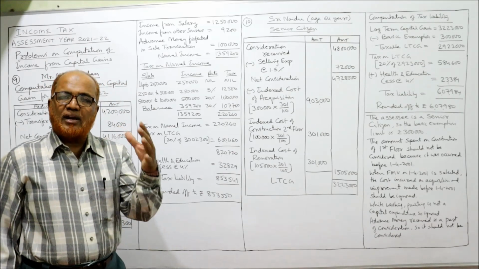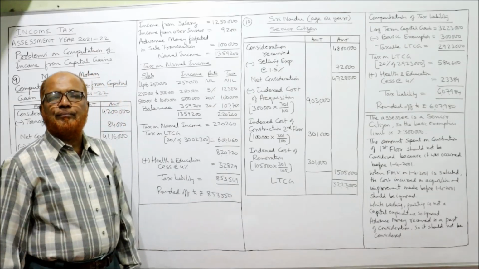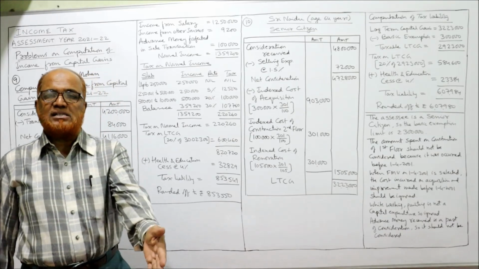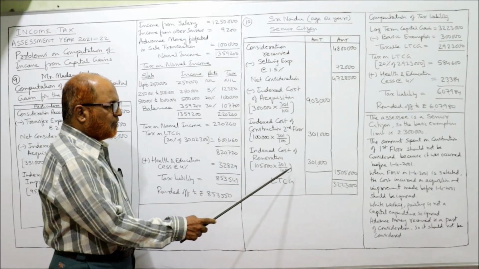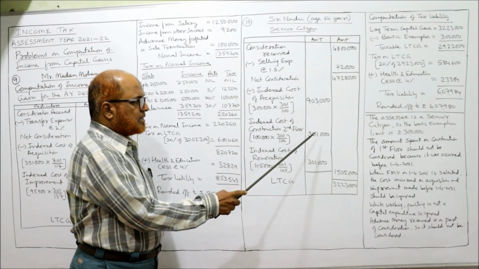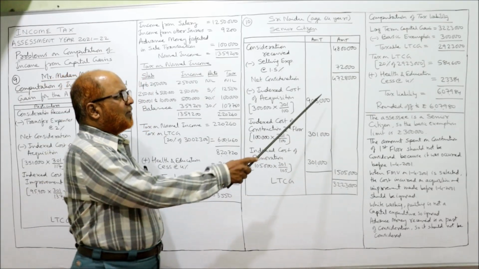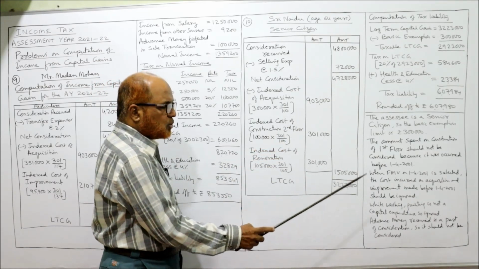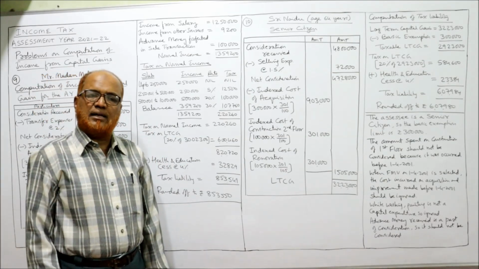Now the indexed cost of renovation. The renovation amount given is 1 lakh 5,000, so 1 lakh 5,000 into 301 divided by 105, the index number when renovation was made. You get 3 lakh 1,000. Now take the total: 9 lakh 3,000 plus 3 lakh 1,000 plus 3 lakh 1,000, 15 lakh 5,000. Now deduct: 47 lakh 28,000 minus 15 lakh 5,000, 32 lakh 23,000 is the LTCG, long-term capital gain.